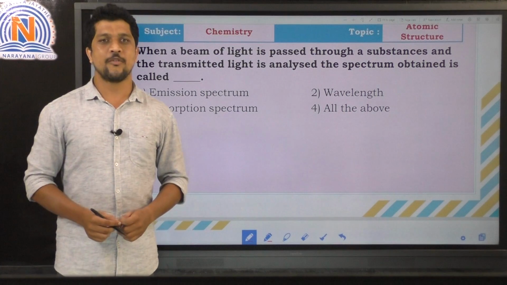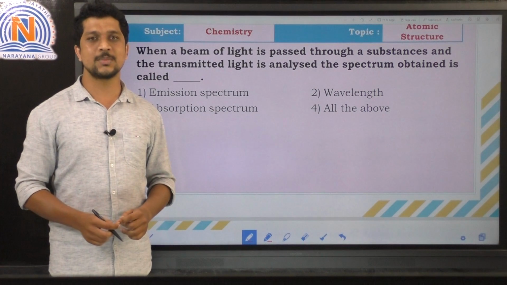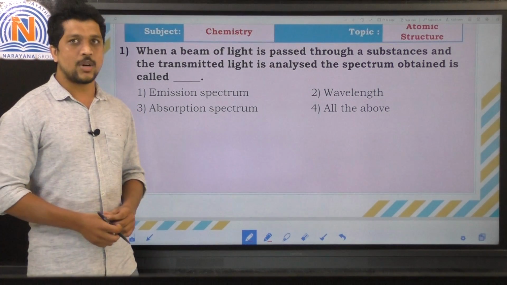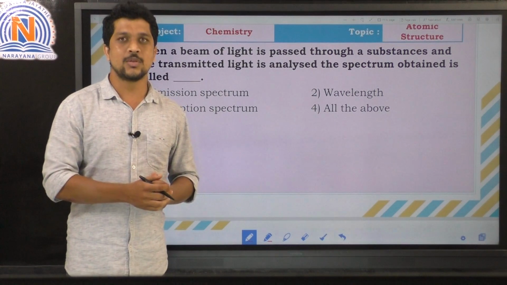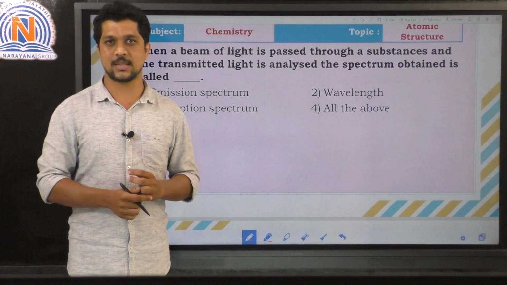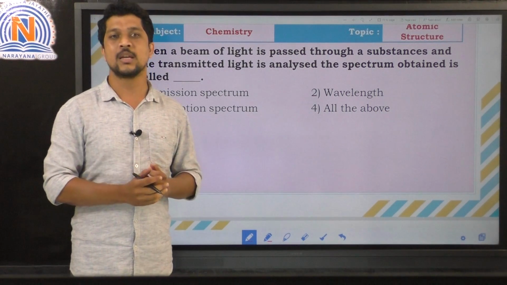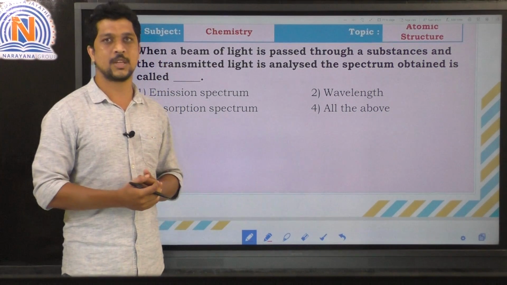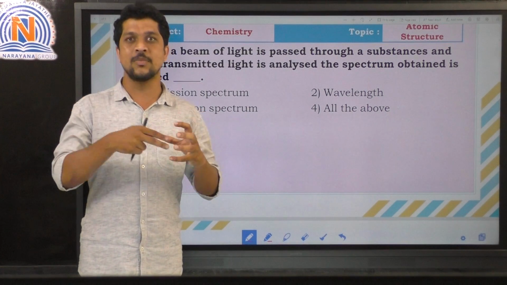Here the question: when a beam of light is passed through a substance and the transmitted light is analyzed, the spectrum obtained is called, right? So what happens: take a substance and pass a beam of light through it. When you pass a beam of light through it, the light will transmit through the substance, right? To analyze that light, what is that spectrum called? That spectrum is absorption spectrum, because the light is being absorbed by the substance.